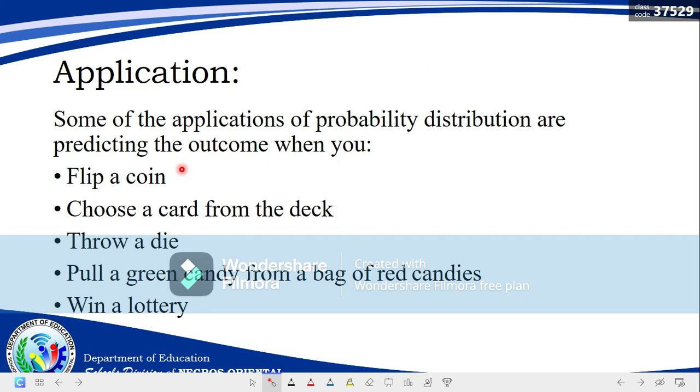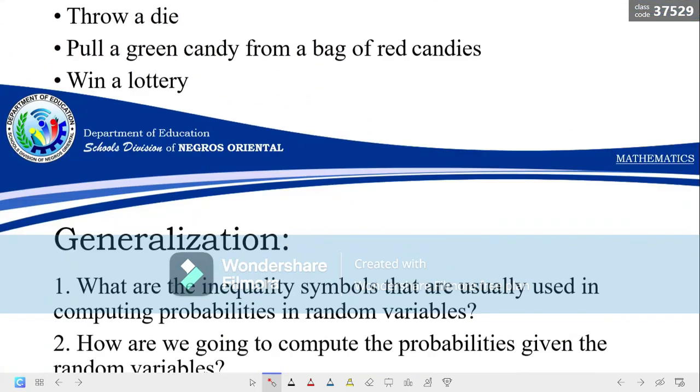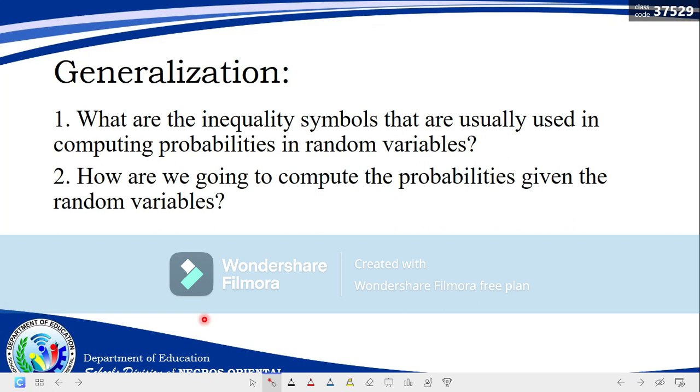So you might be wondering where we're going to apply the probability distributions in real life. You're going to apply them when you flip a coin, choose a card from the deck, throw a die, or pull a green candy from a bag of red candies and win a lottery. Okay. So what are the inequality symbols that are usually used in computing probabilities in random variables? I want you to answer this in your math activity notebook. Then how are we going to compute the probabilities given the random variables?